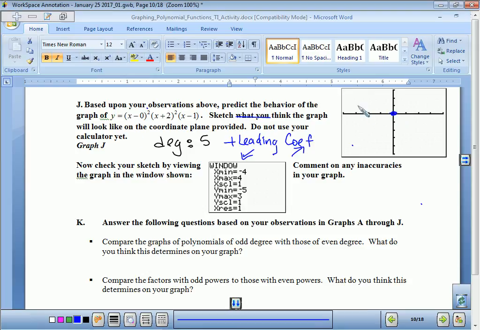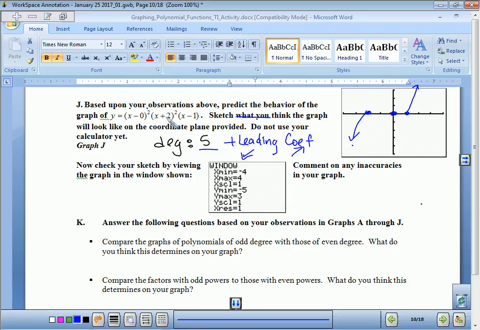0 from here. -2, the second factor. +1, the third factor. It's 2, 4, 5. The degree is 5, which tells me the end behavior will be opposites. A positive x times a positive x times a positive x tells me it is a positive leading coefficient. So, odd positive leading coefficient will fall to the left and rise to the right. Odd and positive: fall to the left, rise to the right.